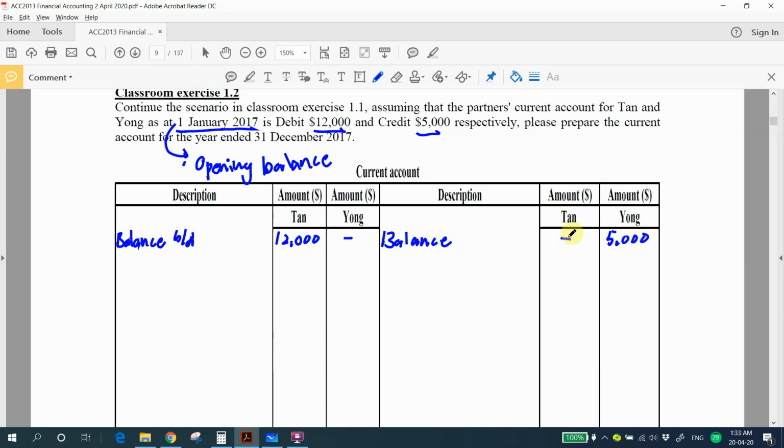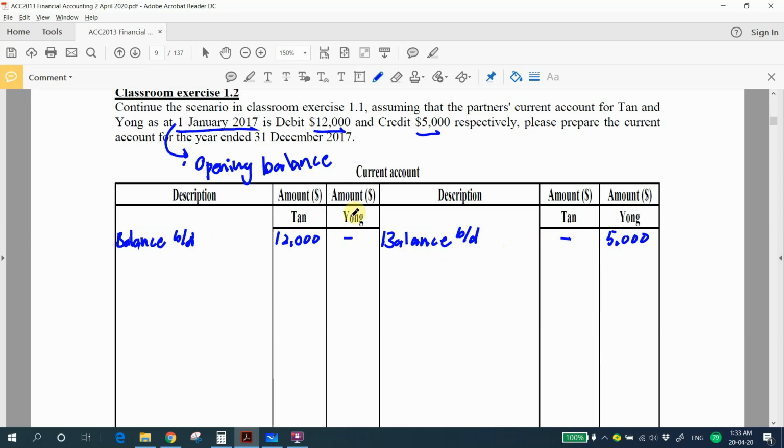Why do we put a dash? Because we want to avoid mistakes or confusion, as you will only have one opening balance. You can see Tan has the opening balance on the debit side, so the credit side will not have any balance. Similarly for Yong, the balance is a credit 5,000, so the debit will not have any amount.